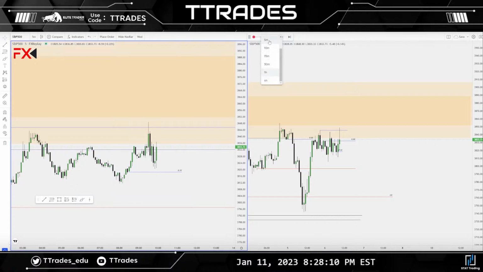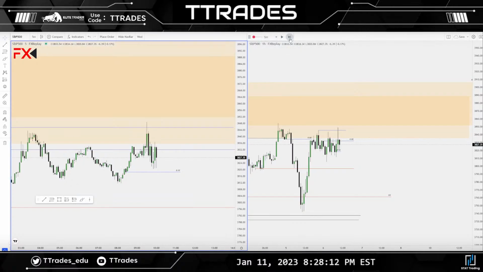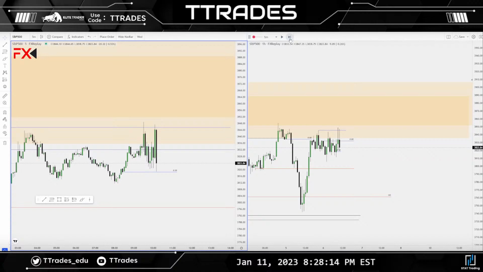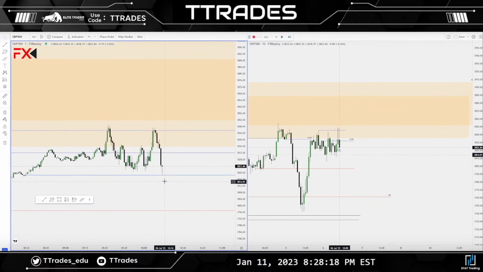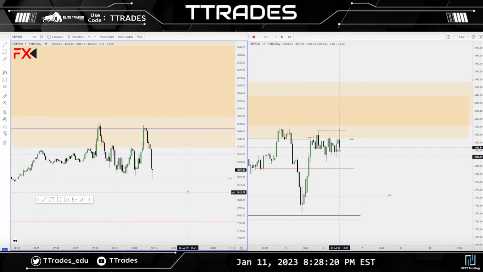We're going to go to 5 minute here. So there's the whippy open. And so box setup wise, I would be looking around this area. Boom, boom, right?